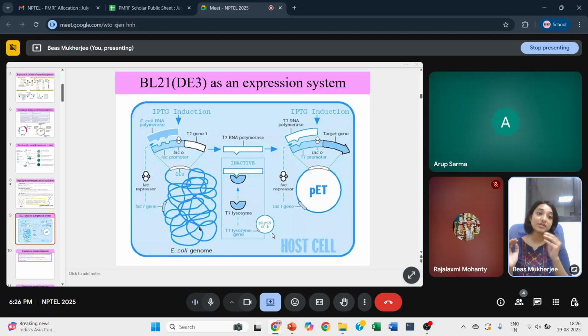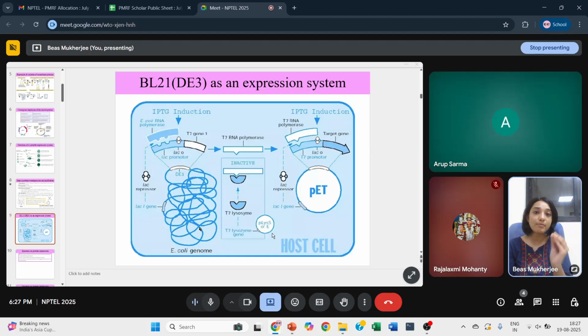Now, lac operon is a leaky operon. That means even when IPTG is not added, very minute amount of T7 RNA polymerase can come and bind to the promoter, and small amount of this T7 RNA polymerase can be produced. Okay, so even small amounts of T7 RNA polymerase, if it is produced, it will make your gene of interest, make the protein of interest, and that is why once again the bacteria can die.